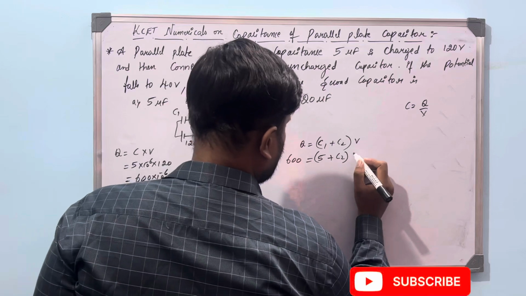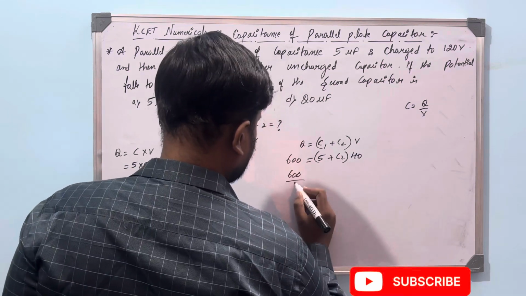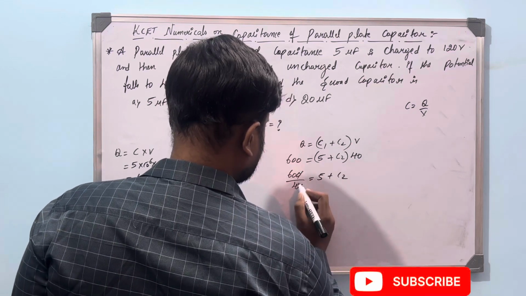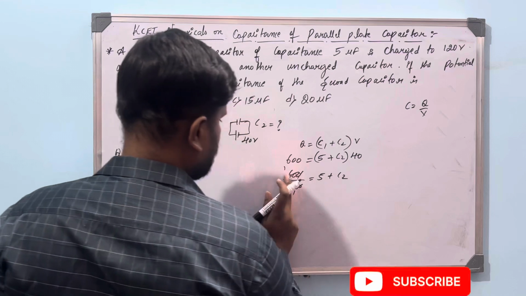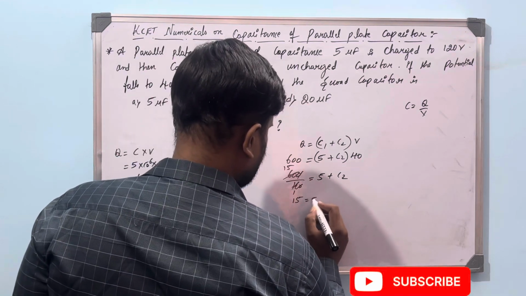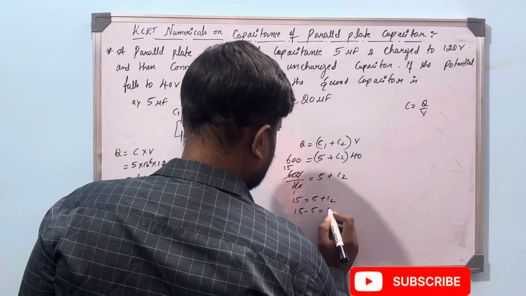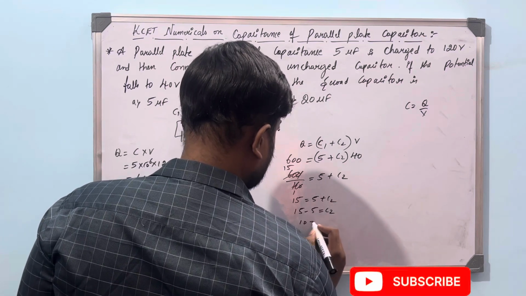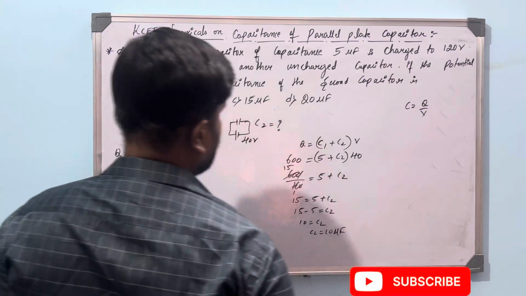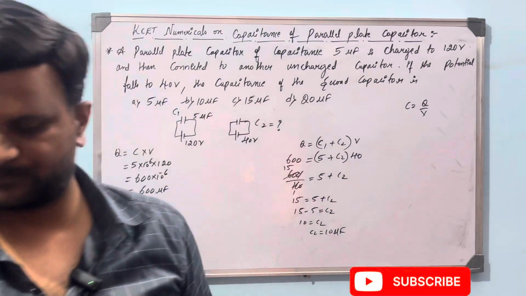So what is the V value? V is 40. Okay, simplify this one. Here 600 divided by 40 is equal to 5 plus C2. Here 0 cancel, 4 ones are 4, 4 5s are 20. So 15 is equal to 5 plus C2. So it will become 15 minus 5 is equal to C2, and 10 is equal to C2. So the answer becomes 10 microfarad. So 10 microfarad is the required solution.